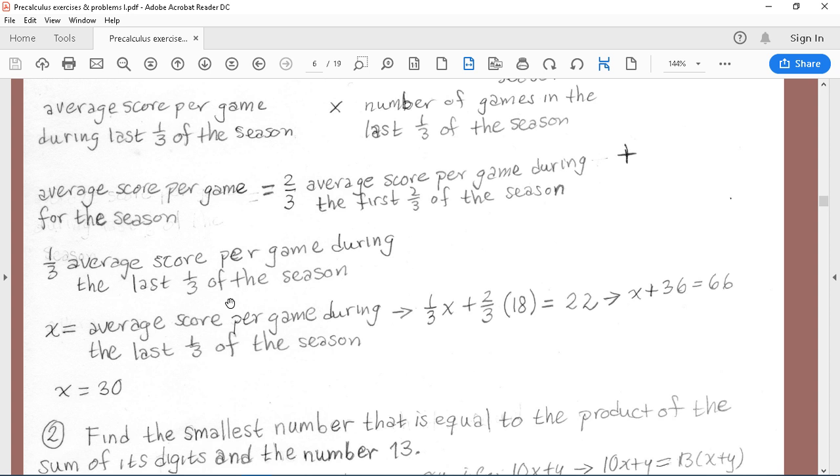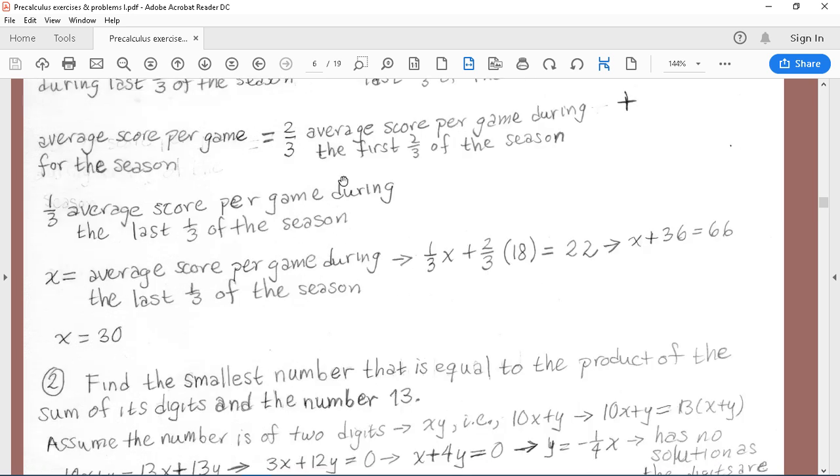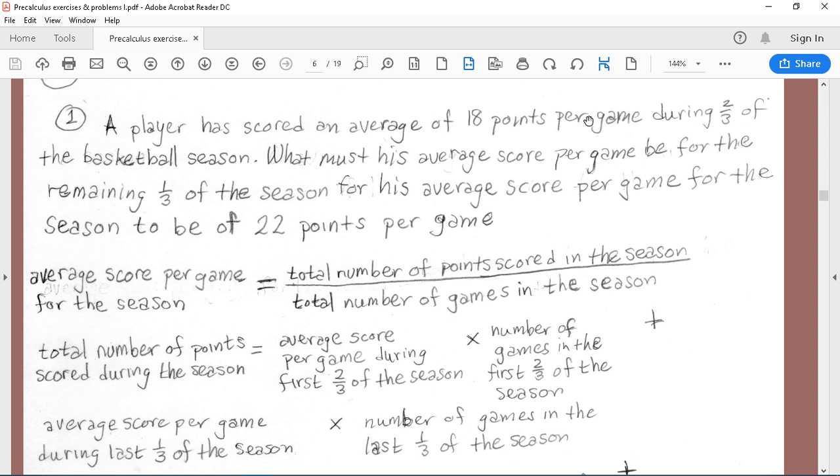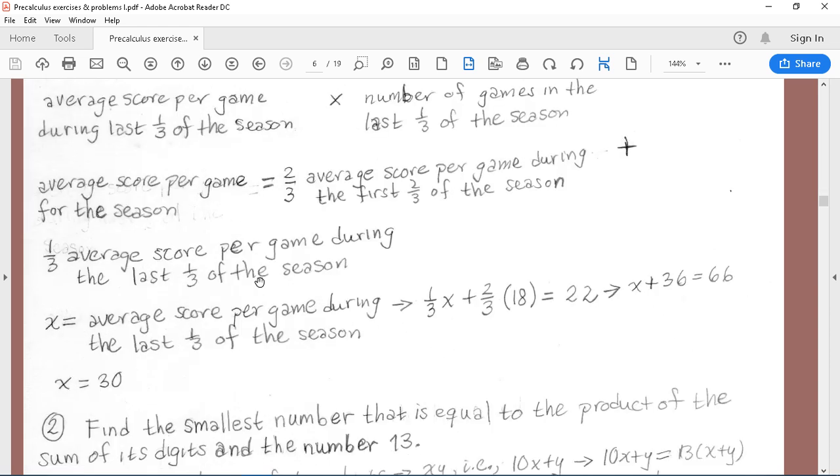So, defining our variable x as the average score per game during the last third of the season, and knowing that the average score per game during the first 2/3 of the season is 18, we have then that 1/3 of x, which is 1/3 times the average score per game during the last third of the season, plus 2/3 times 18, which is 2/3 times the average score per game during the first 2/3 of the season, is equal to the average score per game for the season, which is expected to be 22.